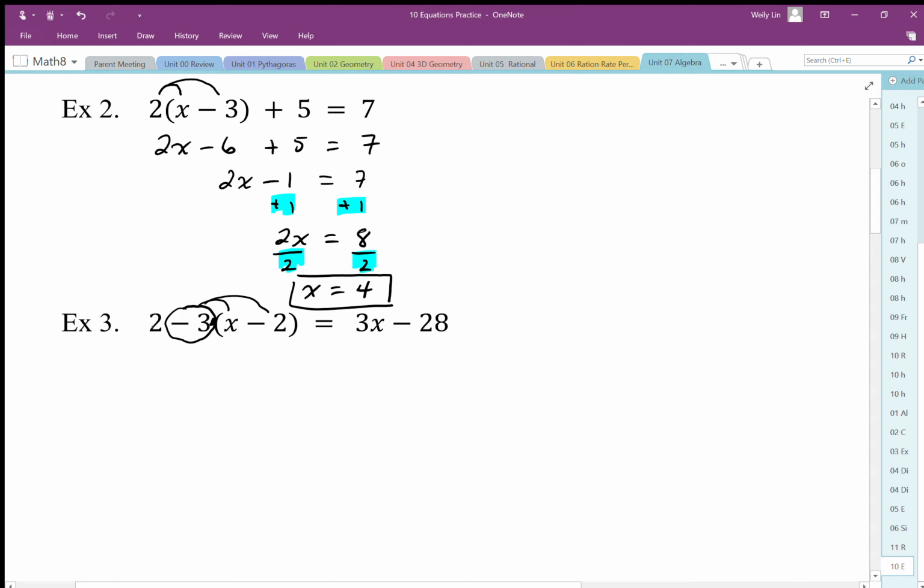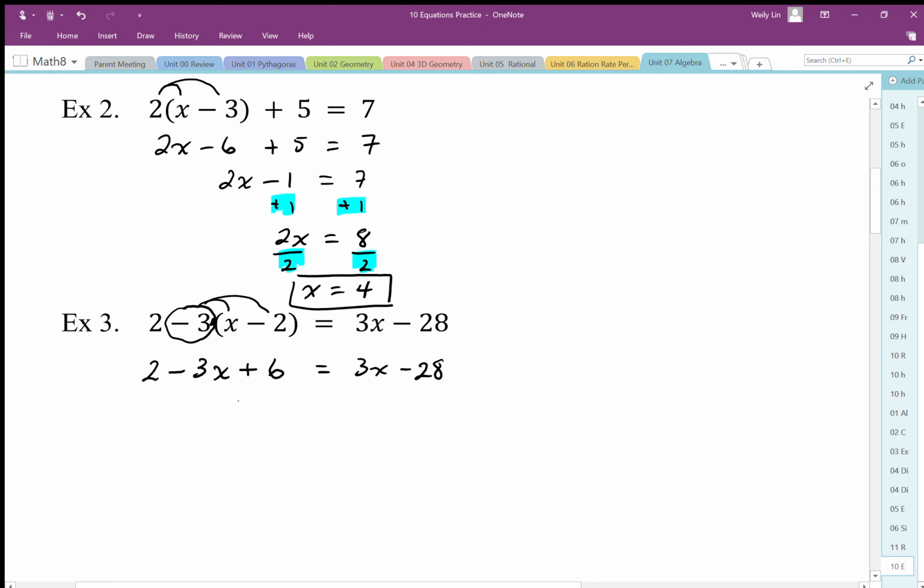So this 2, we can't forget about that 2. That's part of the equation. We have to keep track of everything on that equation. So minus 3x, negative 3 minus 2 is going to be positive. Negative times negative is positive 6. 3x minus 28. These do not cancel out because they are opposites on opposite sides, so that doesn't work.